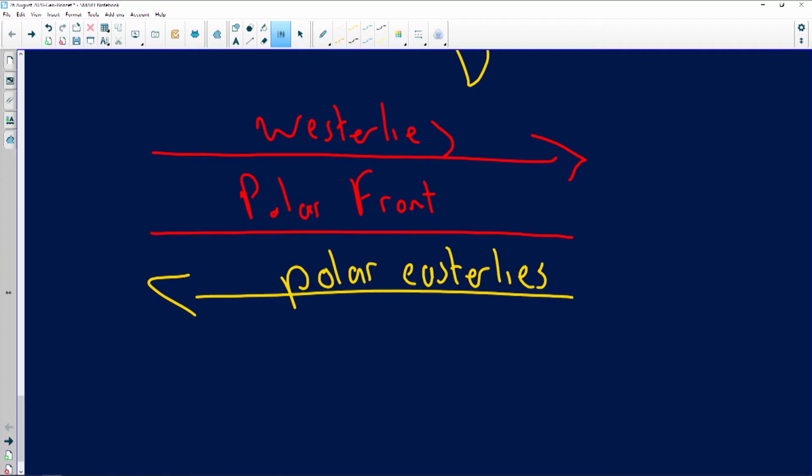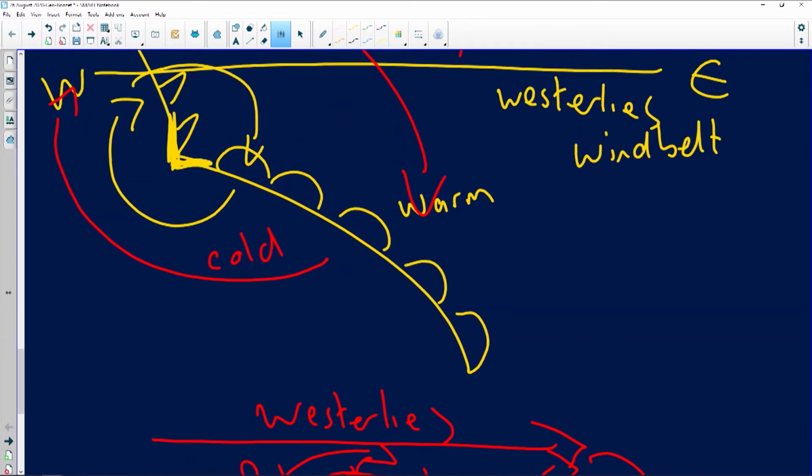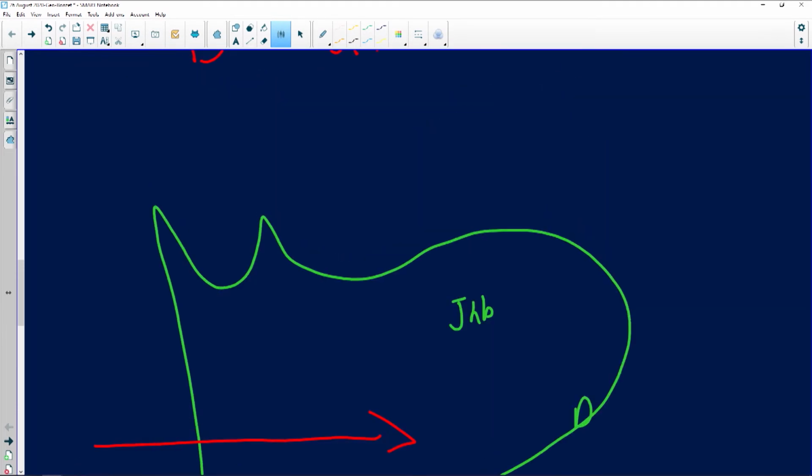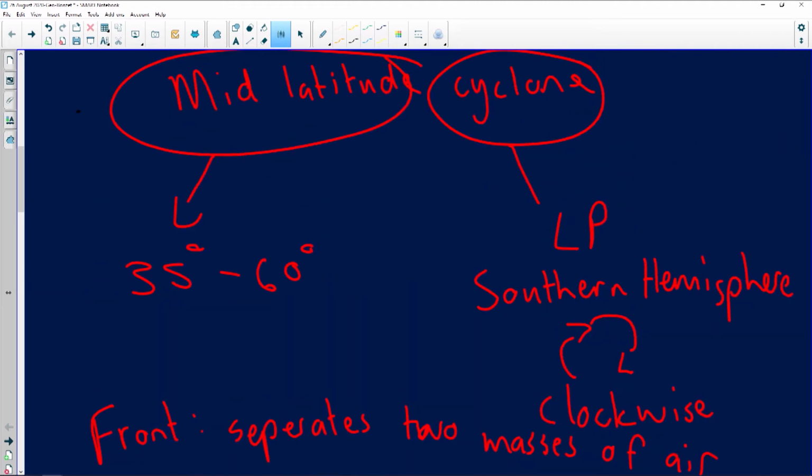That's the initial stage. So we refer to it as a disturbance taking place. When we talk about disturbances, it might be friction taking place on the side of the polar easterlies, or even on the westerlies. It creates a kink in this polar front, and that sets the whole cyclone into rotation. And because it's in the southern hemisphere, it's a low pressure cell.